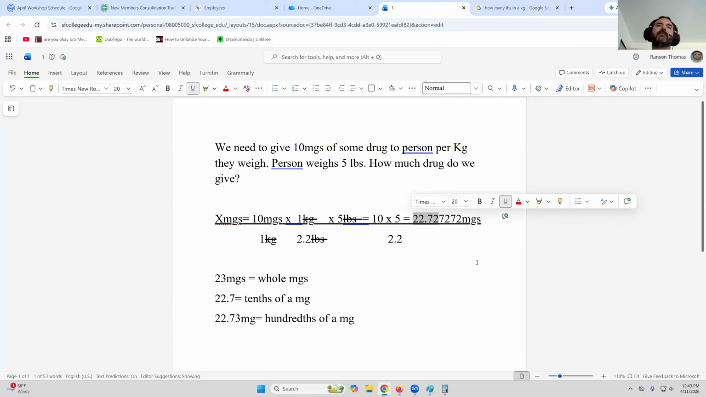I make it hundreds of a milligram. So apologies if that's a lot, or maybe not enough. I don't know. But that's how we round. Again, it's always going to depend on what the instructions are, what the rounding rules are, what the rounding instructions are. And this is also, again, how we use dimensional analysis.